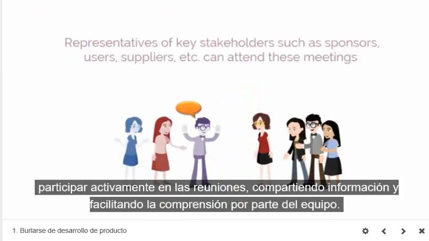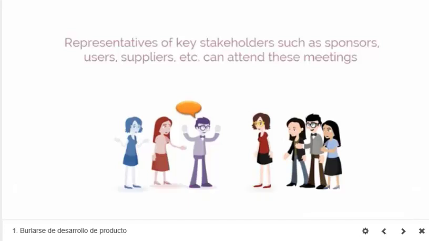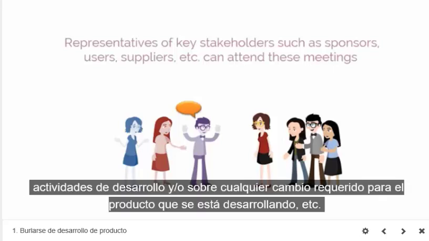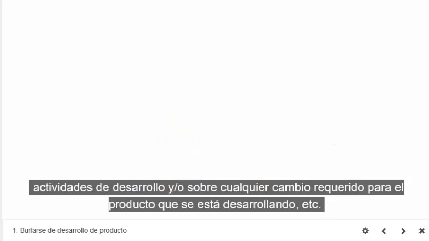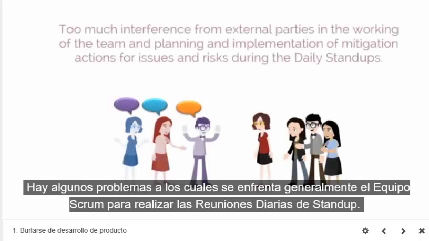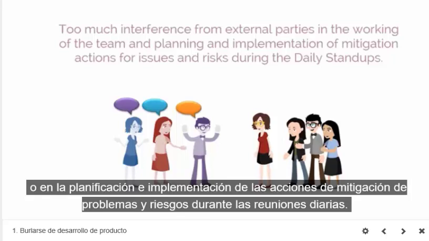Representatives of key stakeholders such as sponsors, users, suppliers, etc. can attend these meetings to provide clarifications on products, specialist tools and techniques, development activities, any changes required in the products being developed, etc. There are some issues that the Scrum teams generally face while performing daily stand-up meetings. They are too much interference from external parties in the working of the team and planning and implementation of mitigation actions for issues and risks during the daily stand-ups.